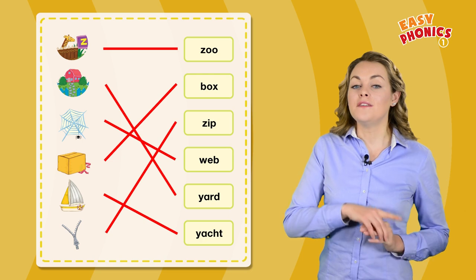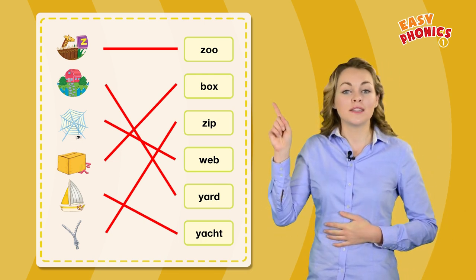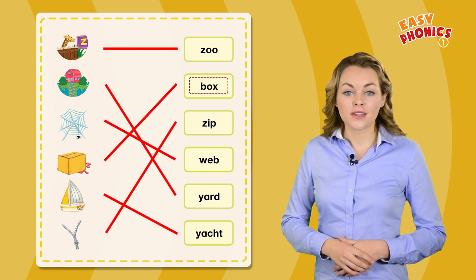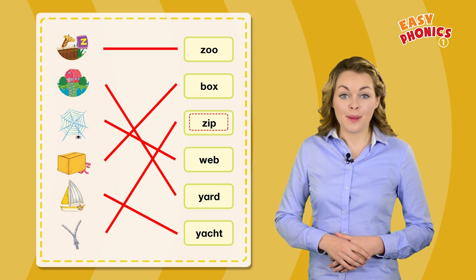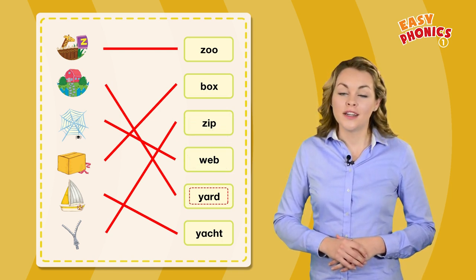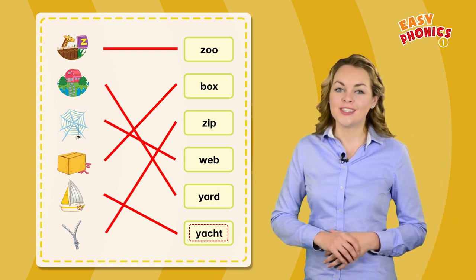Very good. See if you can read the words for yourself, okay? Use your fingers and read. Zoo, box, zip, web, yard, and yacht. Now match the words with the picture.